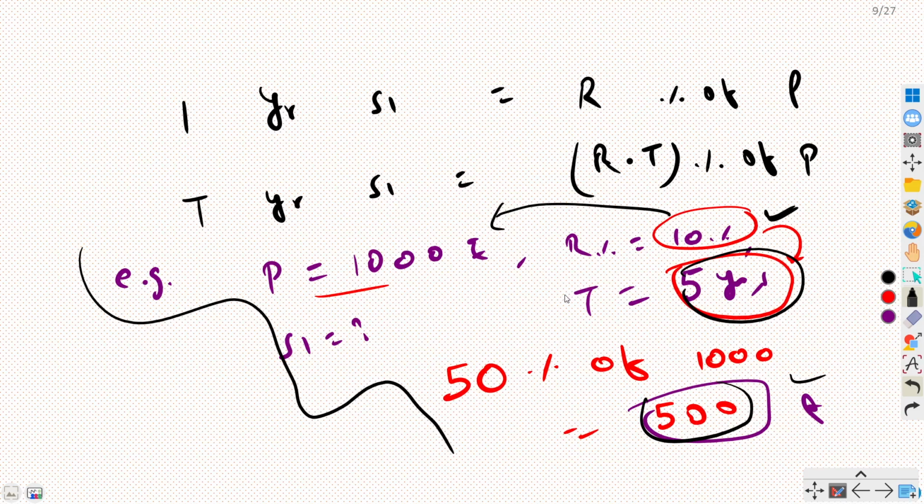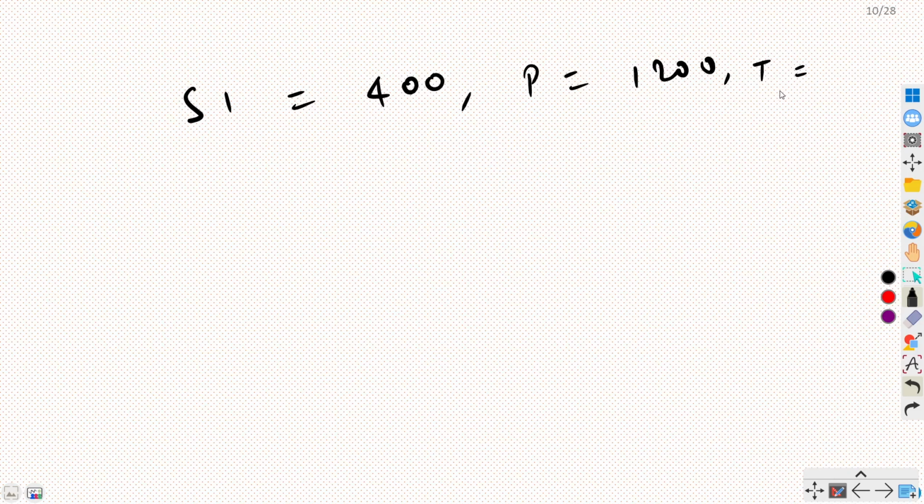And one more thing we will do is we will always think, let's say SI is given. Okay, SI is given, let's say 400, and your principal is 1200. If someone asks you, and let's say time is also given, time is given as, let's say 3 years, and you are being asked what is the rate percent.